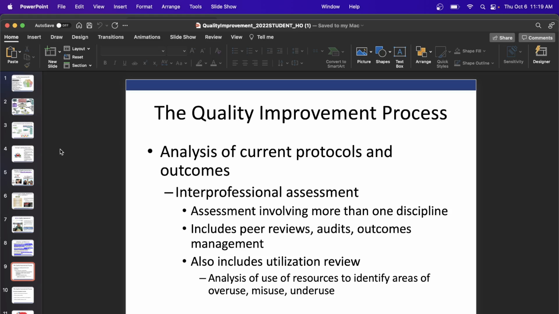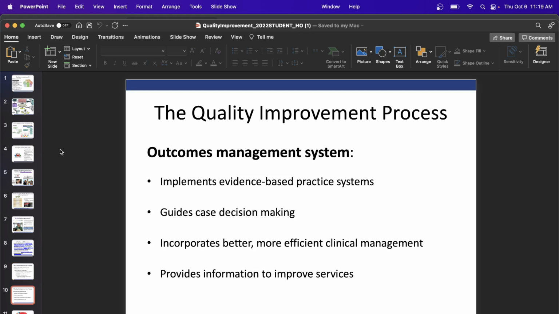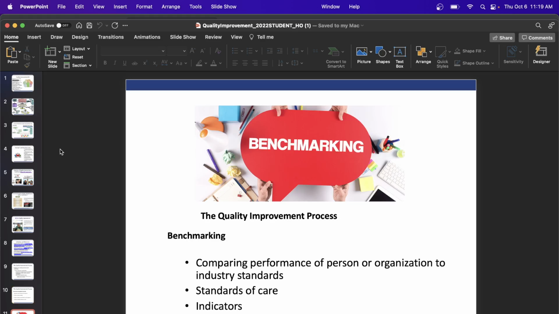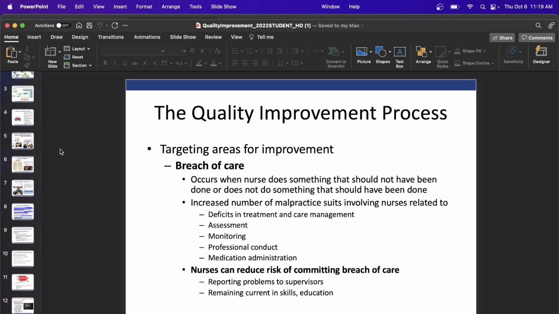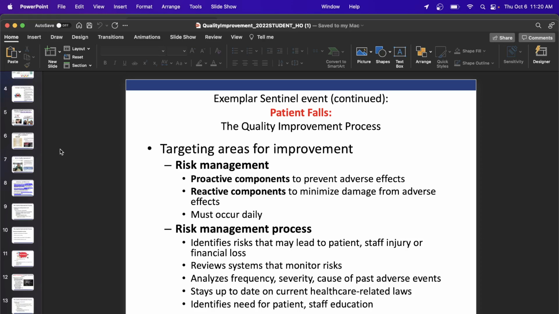The outcome of the quality improvement process is that we implement evidence-based practice systems. Quality goes hand in hand with research, with evidence-based practice, which is why there's a piece, and I'm going to talk about it in a minute, in the quality improvement projects that your clinical groups are going to work on. There's a piece where you pull an evidence-based article from the literature as part of that project. It's just to get you familiar with research and the fact that everything we do in the hospital is based in research. It guides our decision-making and incorporates better, efficient clinical management of our teams and our patients and our care.